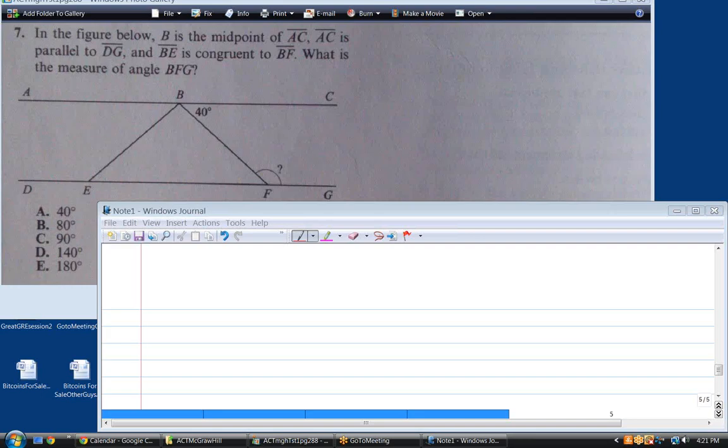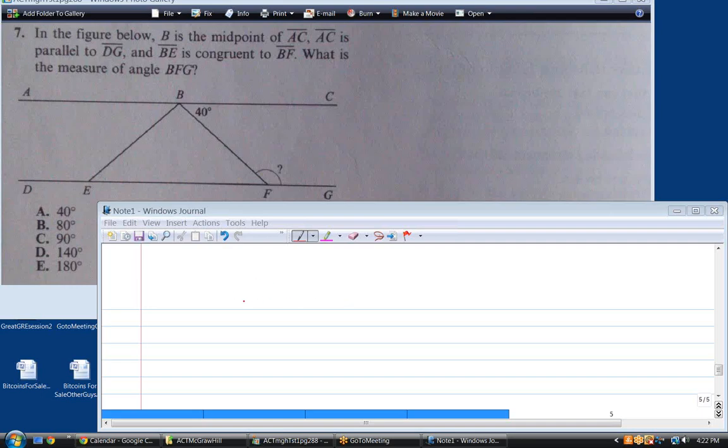All right. This is a geometry problem. What is angle F? Or really BFE? It would be, sorry, 40. Oh, wait. No, 140. 140? 140 is correct. Very good.